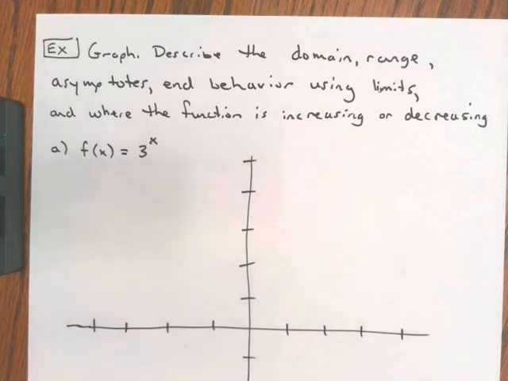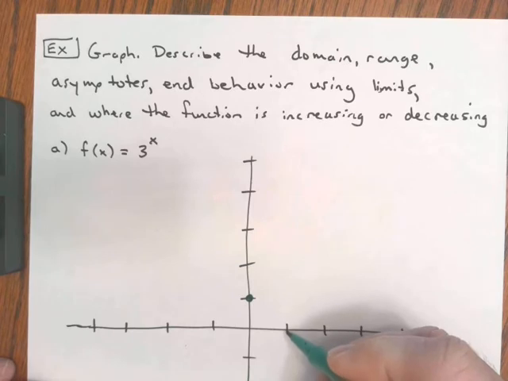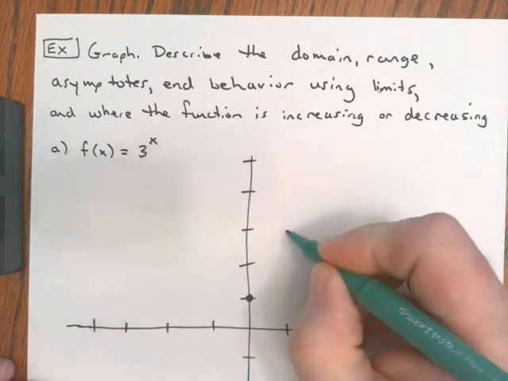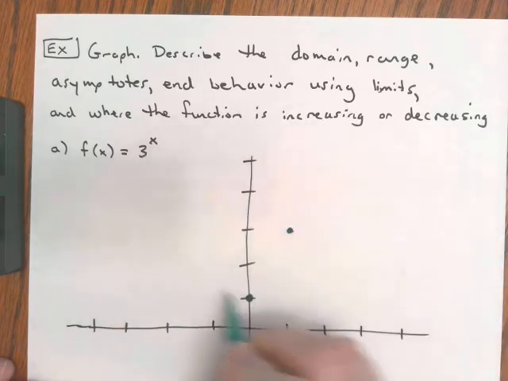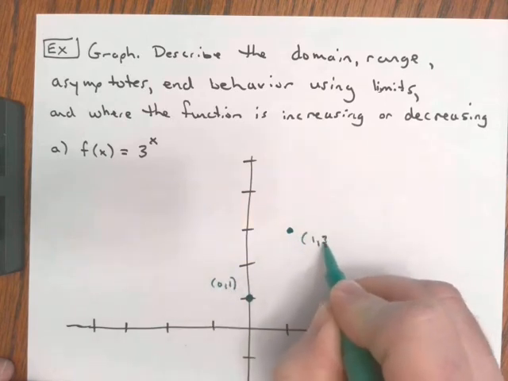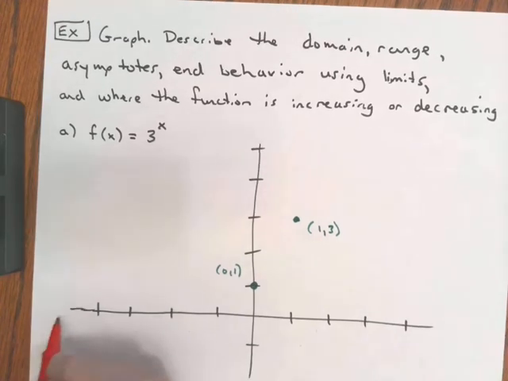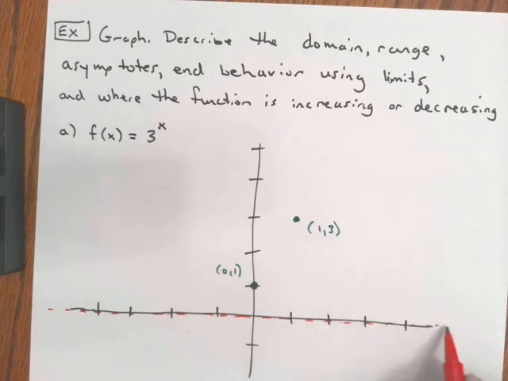So using that information that we talked about on the previous page, our parent function is going to have a y-intercept at 1, and it's also going to go through the point 1 comma base, and the base is 3. So this graph is going to go through the point 0, 1, and also through the point 1 comma 3, because the base is 3. And we're going to have a horizontal asymptote right on top of the x-axis. The equation for that is y is equal to 0.